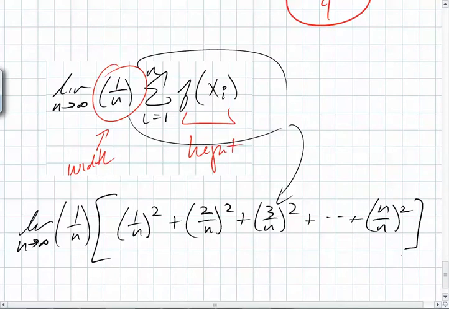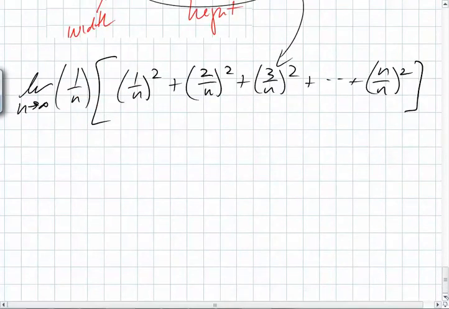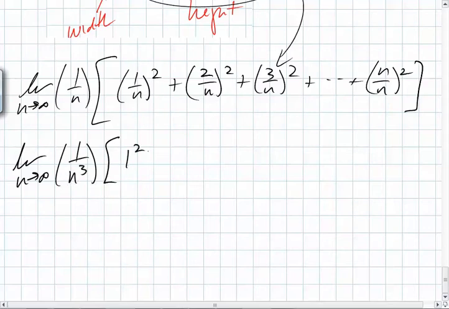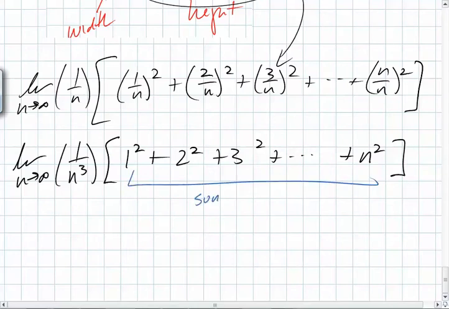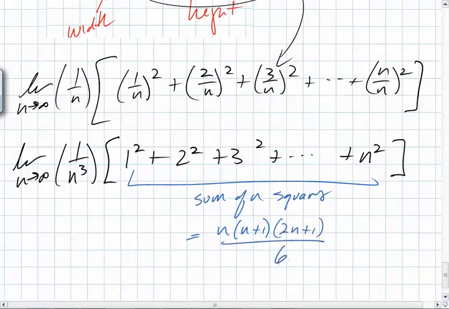What can I factor out of each of these? 1 over n squared. It's in each of them, right? So it's going to become the limit as n goes to infinity of 1 over n to the what? Cubed times what? 1 squared plus 2 squared plus 3 squared all the way up to n squared. Nice. Have you ever seen this before? It's the sum of i squareds. Probably. The sum of i squared is equal to n times n plus 1 times 2n plus 1 all over 6. This is something you have to memorize. You might want to write this down separately.